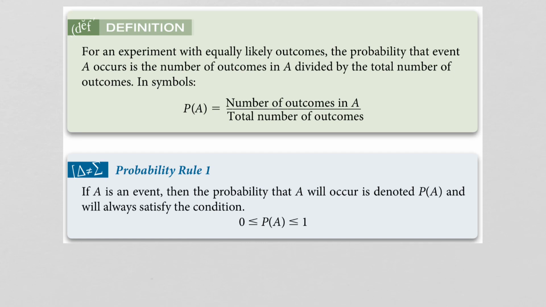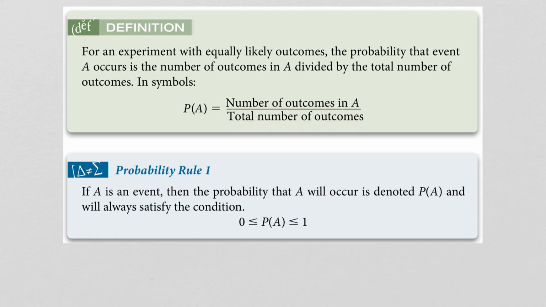Now for the definition of probability. For an experiment with equally likely outcomes, the probability that event A occurs is the number of outcomes in A divided by the total number of outcomes. Now for probability, the symbol that we're going to use is a capital P. And then event A, we use the capital letter A, so this would be read as the probability of event A. And it's defined to be the total number of outcomes in event A divided by the overall total number of outcomes.